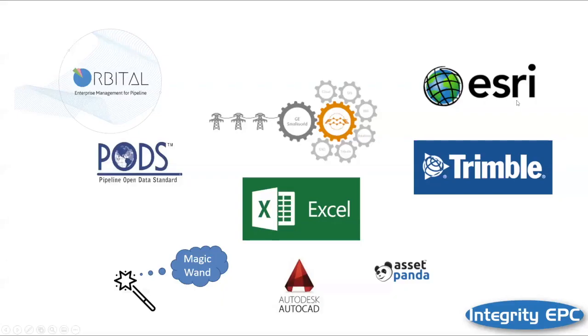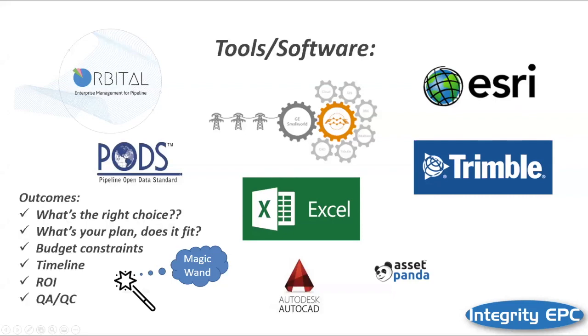So here we go. Here are some of the tools and software out there. As you can see from the picture here, there's a lot to choose from. There's a lot of great software out there. So what's the right choice? What's your plan? How does it fit into your business structure and your model? Do you have the budget constraints? Do you have the timeline? What's the return on investment? And then putting that all together, what's my QA/QC going to look like?